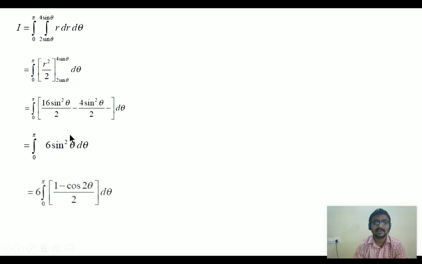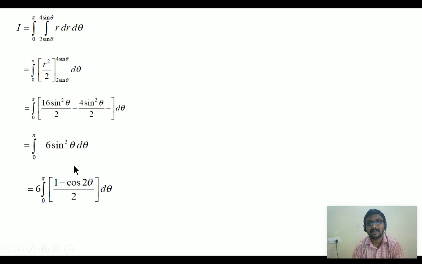6 is constant, but sine square theta integrate can be written as 1 minus cos 2 theta whole by 2. Suppose there is cos square theta, then it can be written as 1 plus cos 2 theta whole by 2. So since there is a sine square theta, we can write 1 minus cos 2 theta by 2. Now half is a constant, just taking out the half. 6 by 2 is 3, 1 minus cos 2 theta.